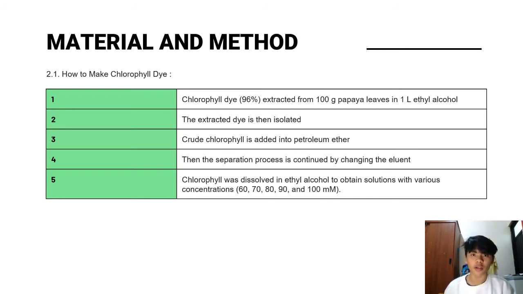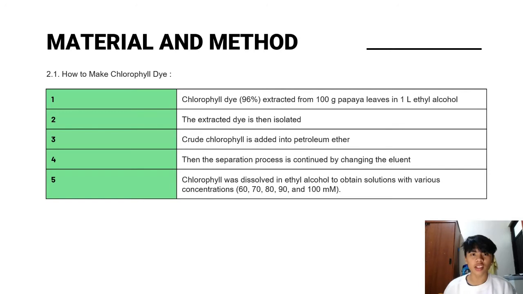Step 2. The extracted dye was then isolated from the ethanol solution by rotary evaporation and we obtained 8.5 gram of crude chlorophyll. Step 3. Coarse chlorophyll was added into petroleum ether until a yellow color appeared on column chromatography. Step 4. The separation process was continued by replacing the eluent with 10% solution of diethyl ether in petroleum ether to produce 0.76 gram chlorophyll or green color, 0.035 gram beta carotene or yellow color, 0.03 gram pyroceritrin or orange color, and residue.